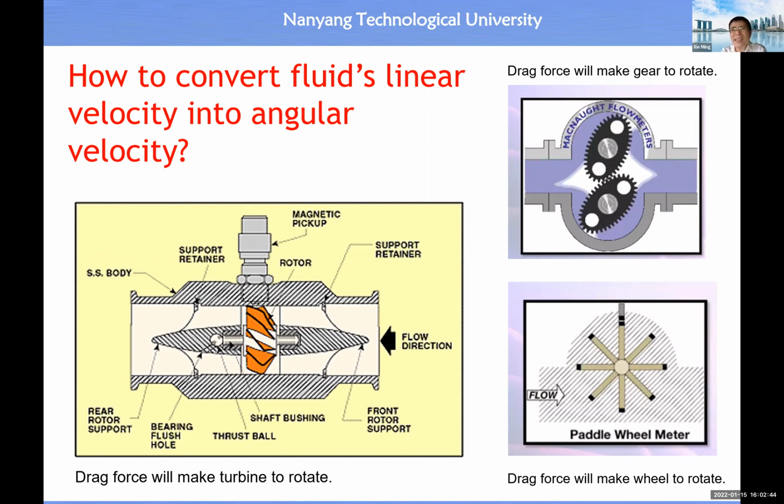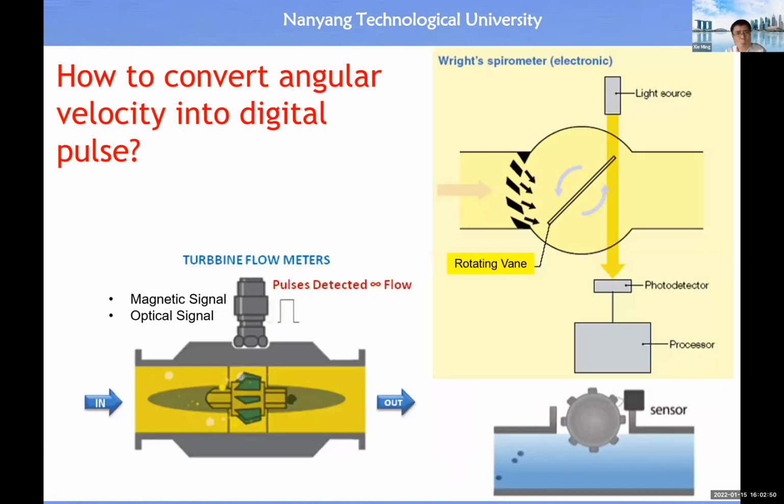So there are plenty of solutions for you to follow, and these are three typical ones, right? Once we convert linear motion into rotary motion, how do we convert rotary motion into a pulse signal? Here, if the plate is a magnetic material, a permanent magnet, then when it passes through this sensor, which could be a Hall sensor, for example, the digital pulse will come out.